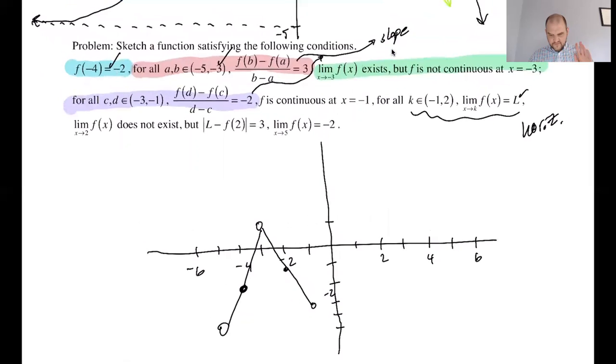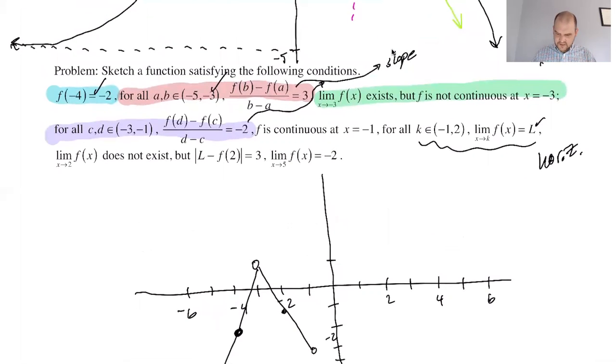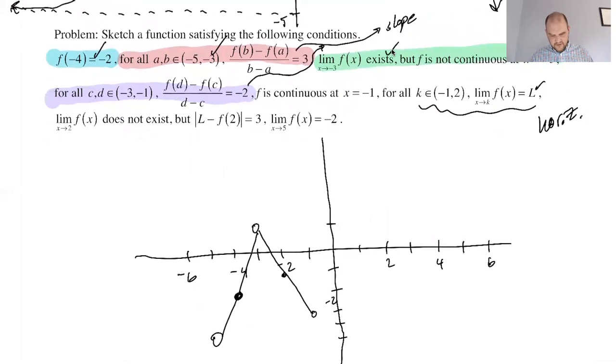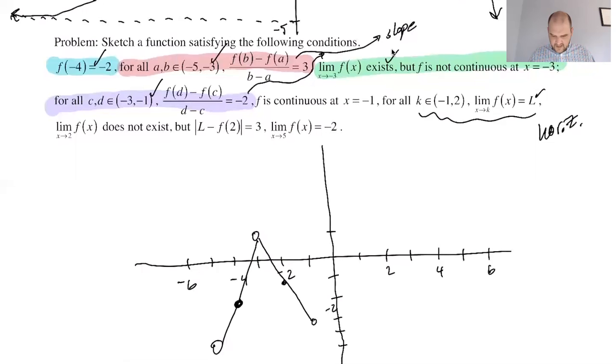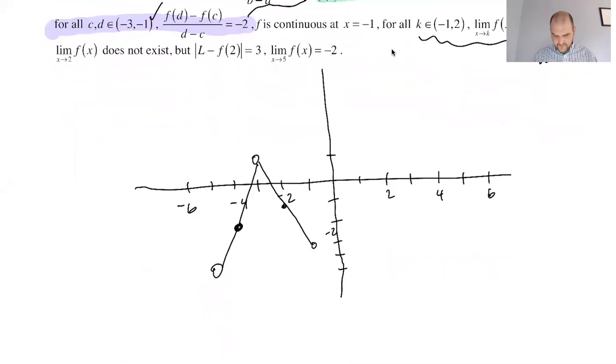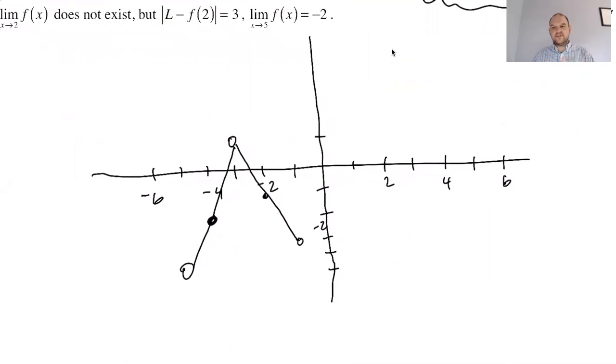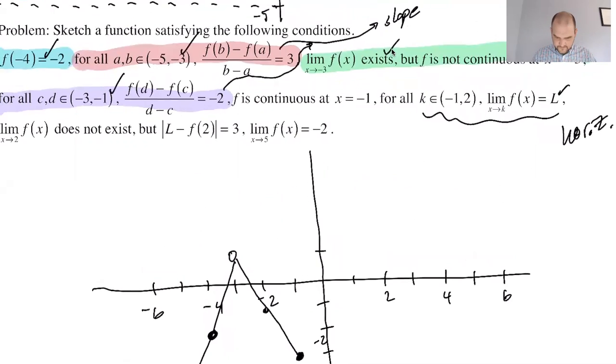All right, does this fit the bill? So the limit as x approaches -3 exists. Got it. f is not continuous at -3. I didn't fill in the point, so that's true. So we got that. The slope between -3 and -1, for any 2 points, will always be -2. That works, so we got it. All right. f is continuous at x equals -1. All right, good. If f is continuous at x equals -1, that means the limit from the left equals the value of the function. So I can fill in this circle. That's why you always go open circle until you know more. So this can be filled in.